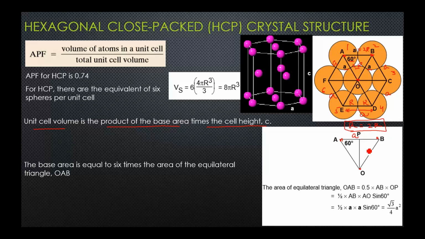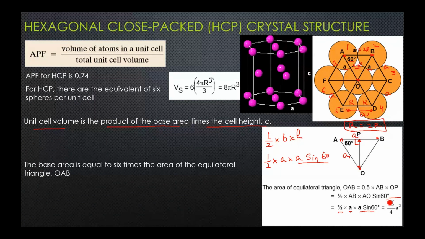If I want to find the area of this triangle, the simplest relationship that I know is half into base into height. Half into base is essentially A. And if I look at this height, it is essentially A sine of 60 degrees. This is my hypotenuse A. This is the right angle. Now this height in front of it would be A sine of 60. So the area of this triangle would be half A into A sine 60, which is root 3 over 4 A square. Agreed?